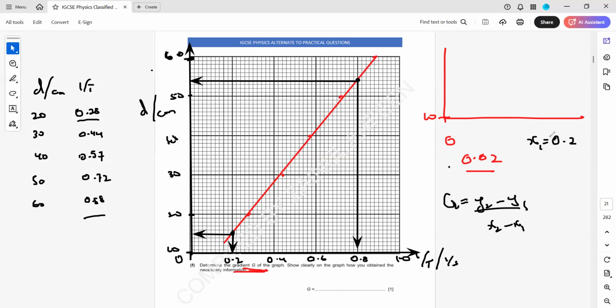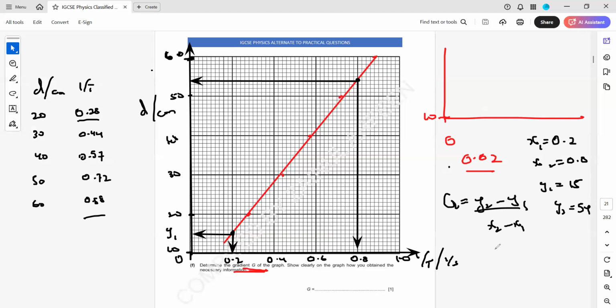Why did we start the line from down? We don't need the extra lines. Yes, you can start from here. That's fine, but I extend the line so that I will get a point. So what is x2? 0.8. What is y1? 1, 2, 3, 4, 5. 15, good. And what is y2? 1, 2, 3, 4. 54.